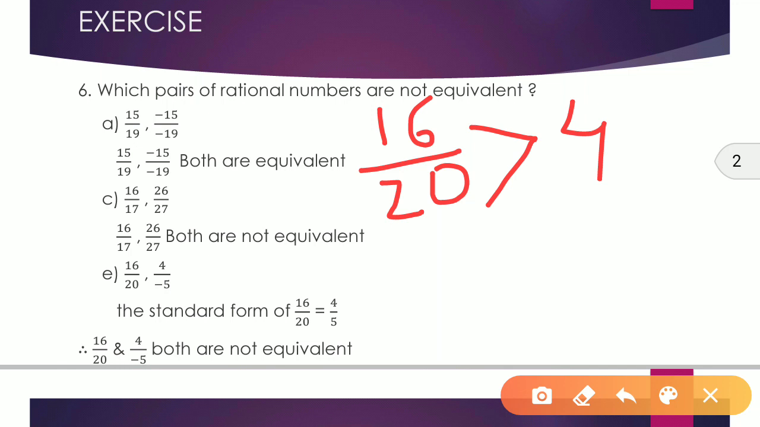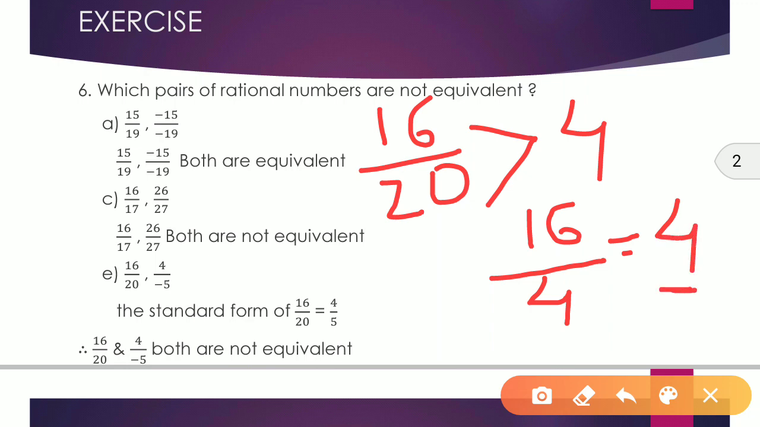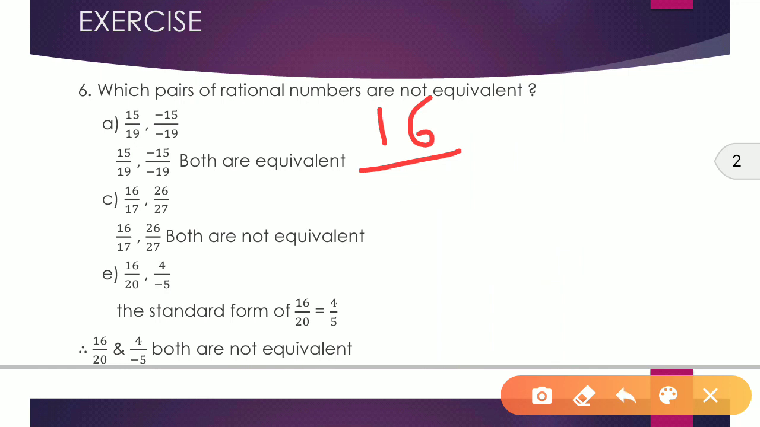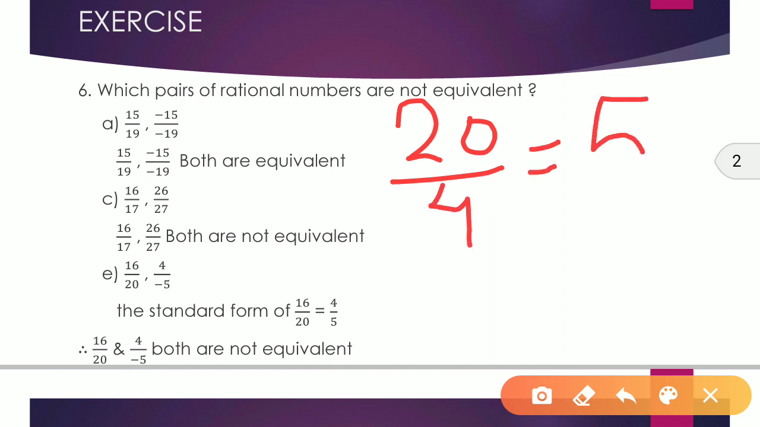So, first you take the numerator 16 and divide by the HCF. What is the HCF? HCF is 4. It will give you 4. That means in the place of the numerator you will write 4. And next, what is the denominator? Denominator is 20. Divide by the HCF. What is the HCF? HCF is 4. You will get 5. Means in the place of the denominator you write 5. Means the standard form or the simplest form of 16 by 20 is 4 by 5.